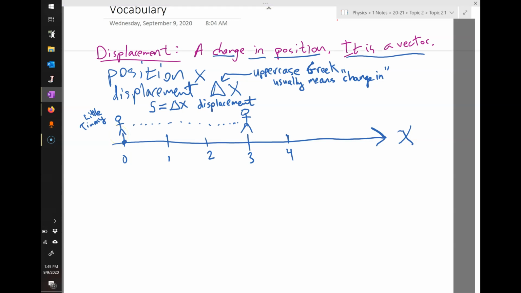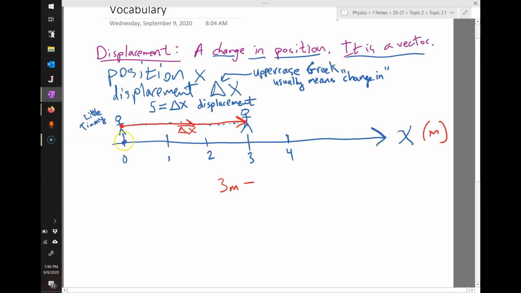So you could indicate that movement with a vector drawn from the beginning to the end and pointing in the direction that he went. That is a displacement vector. It has direction. It points in the direction that he went. We can figure out its length. Its length you can find from change in position. So he finished at 3, and let's say these are meters. So 3 meters minus, he started at 0 meters. So his change in position is 3 meters.